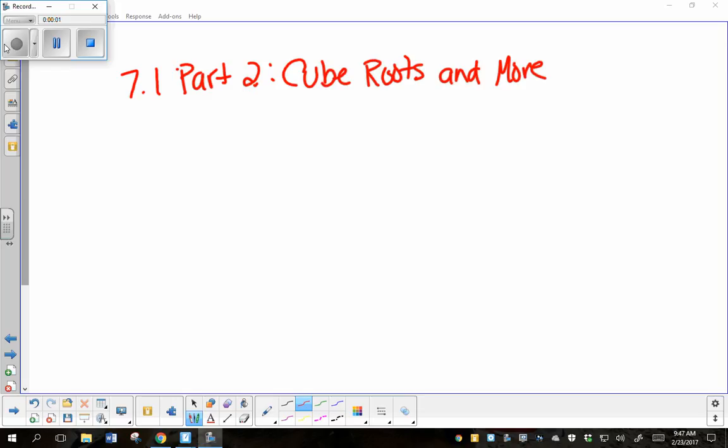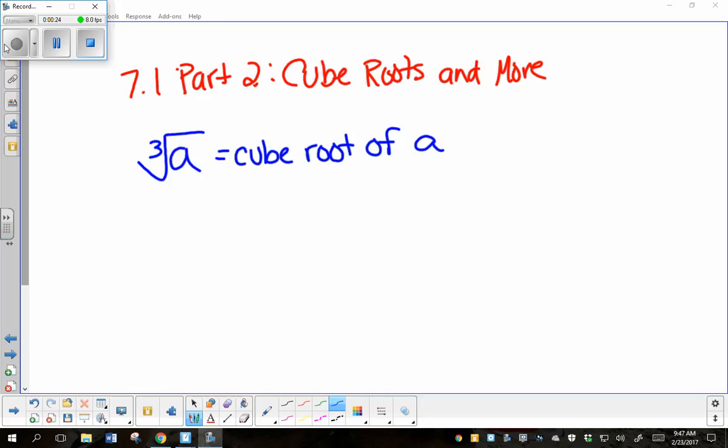For 7.1 part 2, we're going to talk about cube roots, not just square roots, and then we're going to talk about even bigger roots, like 4th root, 5th root, all kinds. If we see a square root symbol with a little 3 on the outside, that means we're looking for the cube root of a. So we're asking ourselves, what times itself 3 times equals a?